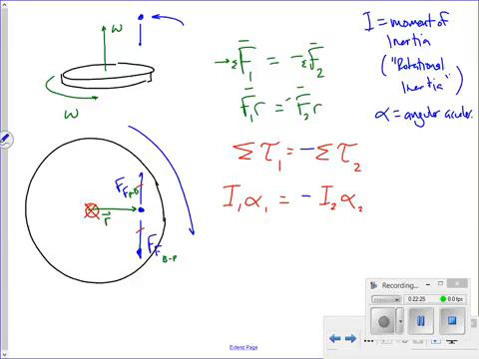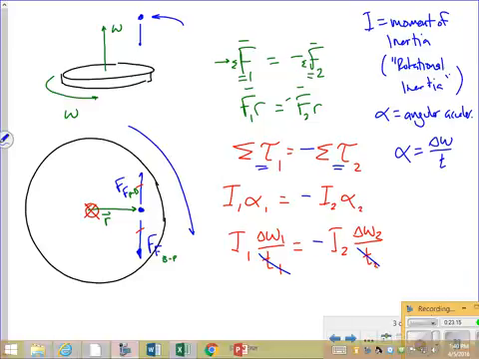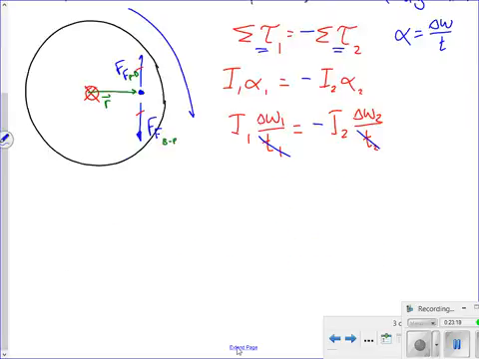And angular acceleration is the rate of change of angular velocity. So we can say that I1 delta omega 1 over T1 is negative I2 delta omega 2 over T2. And guess what? The times that each of these forces are applied for, or that each torque is experienced by each part of the system, are the same amount of time. And this says, well, I delta omega 1, how about this?